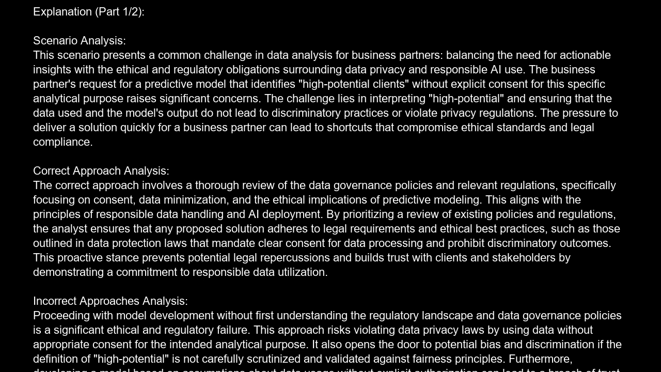Incorrect approaches analysis. Proceeding with model development without first understanding the regulatory landscape and data governance policies is a significant ethical and regulatory failure. This approach risks violating data privacy laws by using data without appropriate consent for the intended analytical purpose. It also opens the door to potential bias and discrimination if the definition of high potential is not carefully scrutinized and validated against fairness principles. Furthermore, developing a model based on assumptions about data usage without explicit authorization can lead to a breach of trust and contractual obligations with the data subjects or providers.